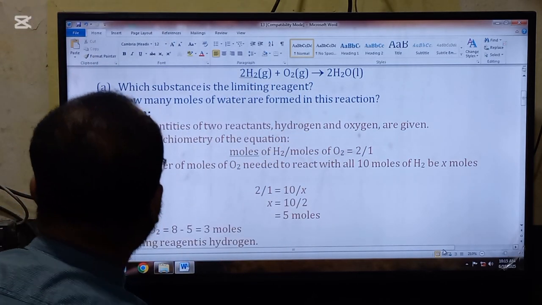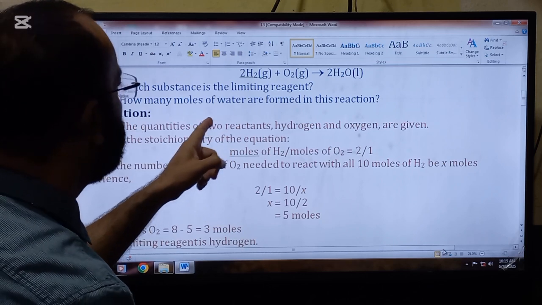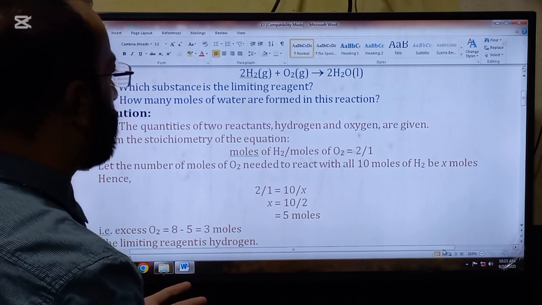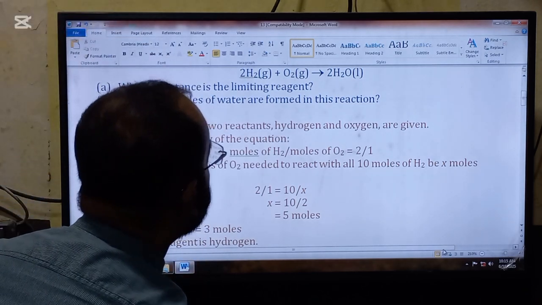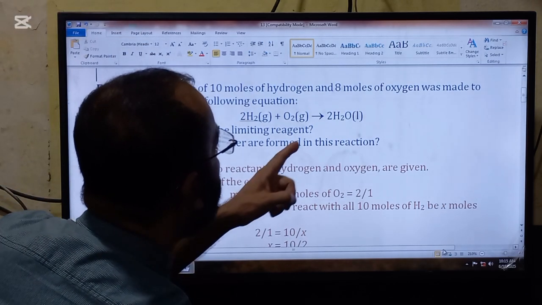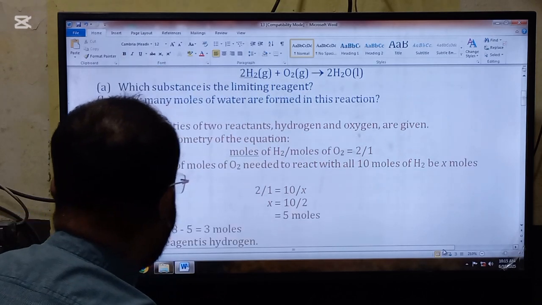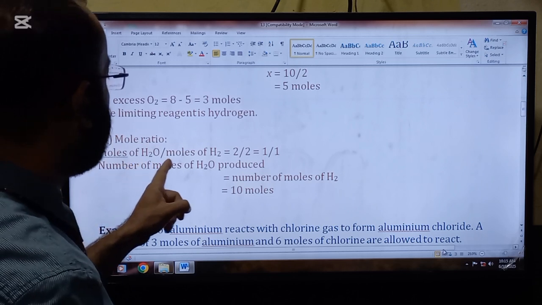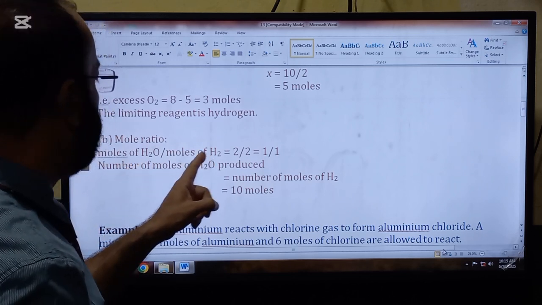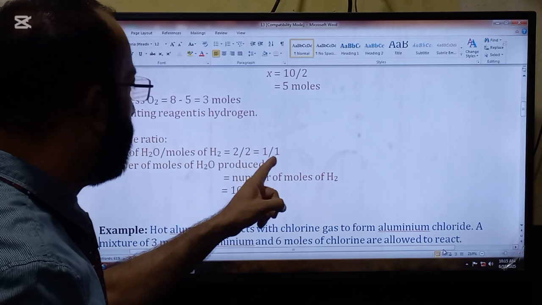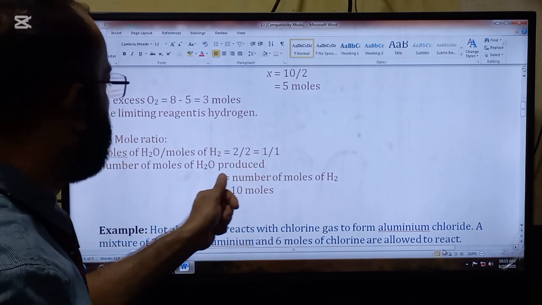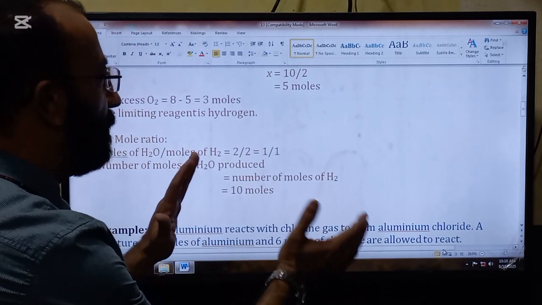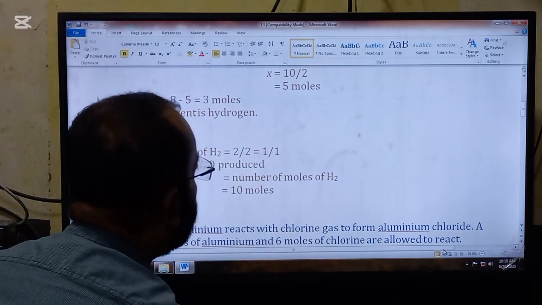So look now, the requirement is how many moles of water are formed. This is very easy, I think, because hydrogen moles are 10. So look now, the mole ratio of H2O to H2 will be 2 to 2, that will be 1 to 1. So the number of moles of H2O produced to the number of moles of H2 will be 10 moles, because both have 2 moles in the equation.